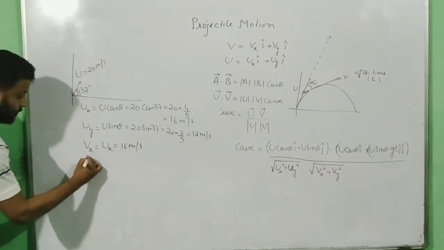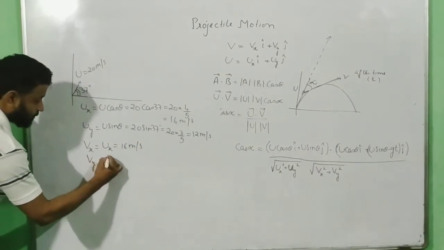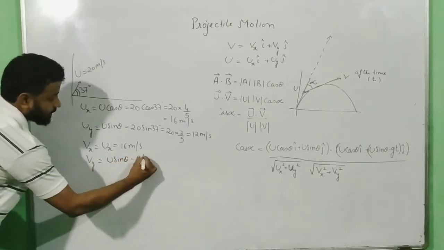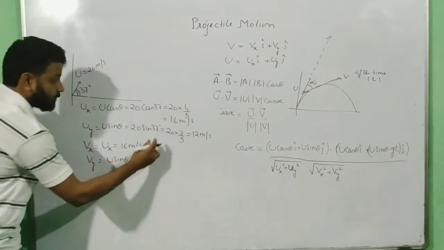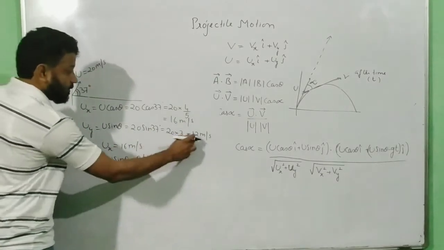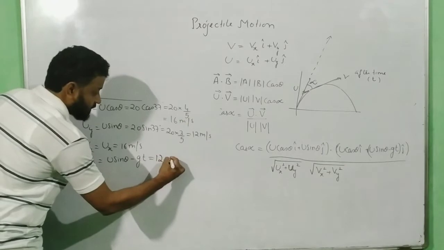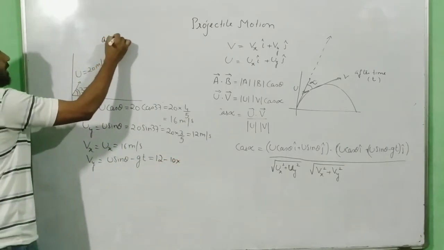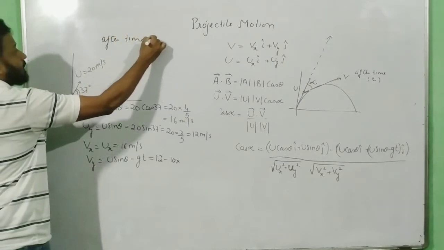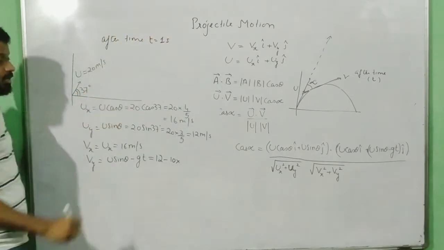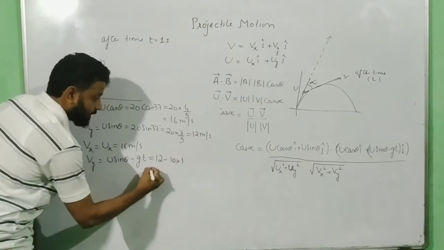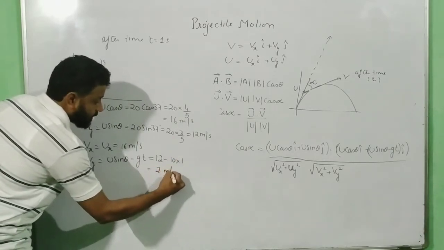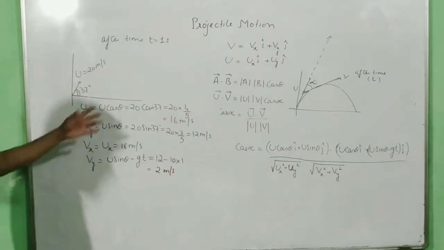What about your Vy? Vy will be equal to u sin theta minus gt, and that is equal to, what is u sin theta? U sin theta we have already found. U sin theta is equal to 12. 12 minus g, g is 10, multiplied by time. Now let us say after time t equal to 1 second, I want to find the angle between the two vectors. So my time is 1 second. So 12 minus 10 is how much? 12 minus 10 is 2. So 2 meter per second. That is my Vy.